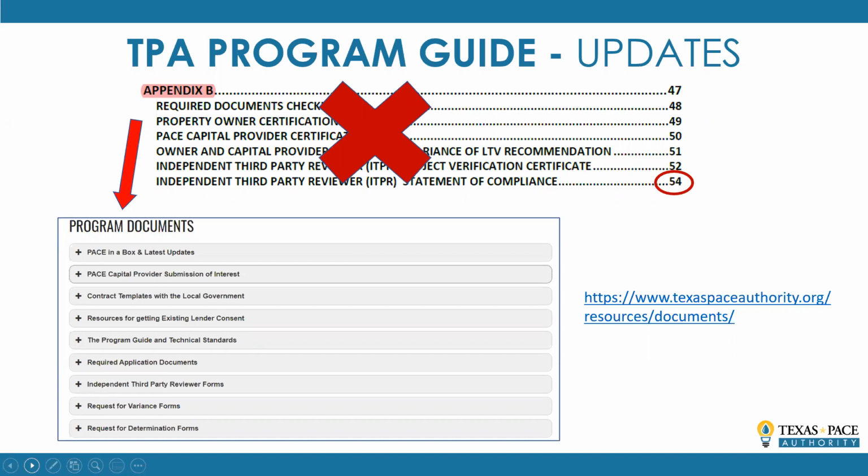So the program guide before was 54 pages. A lot of that, again, was repeat of technical standards, forms, and other things that exist in other places. So one of the objectives was to knock this down to a smaller document so that someone opening it for the first time wouldn't say, oh my gosh, I've got to read 54 pages to figure out how this program works. And I think we've done that.